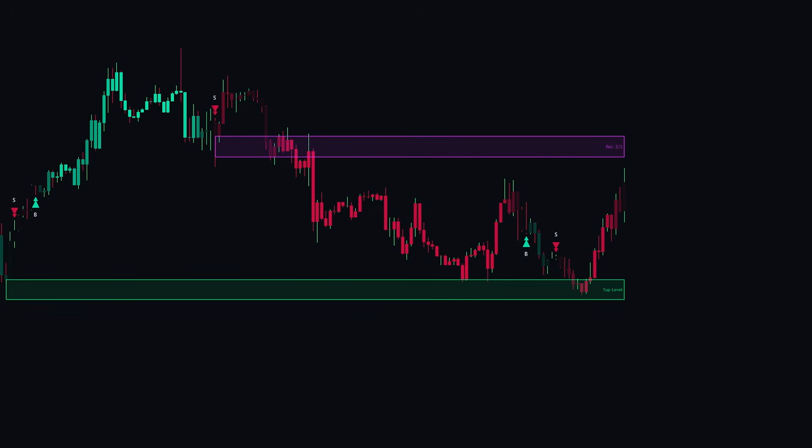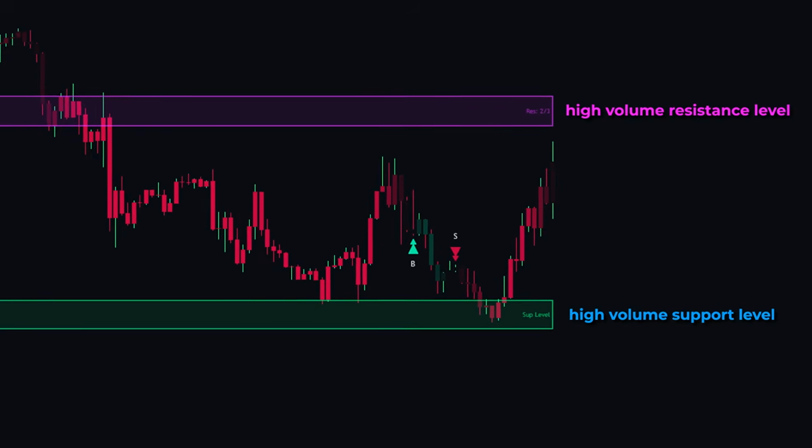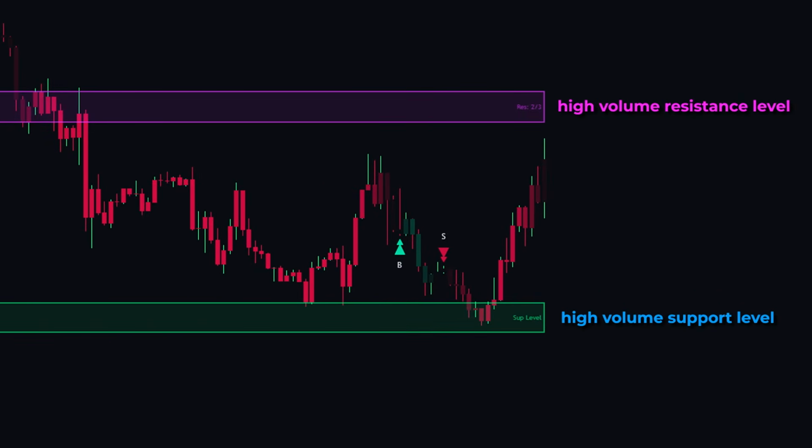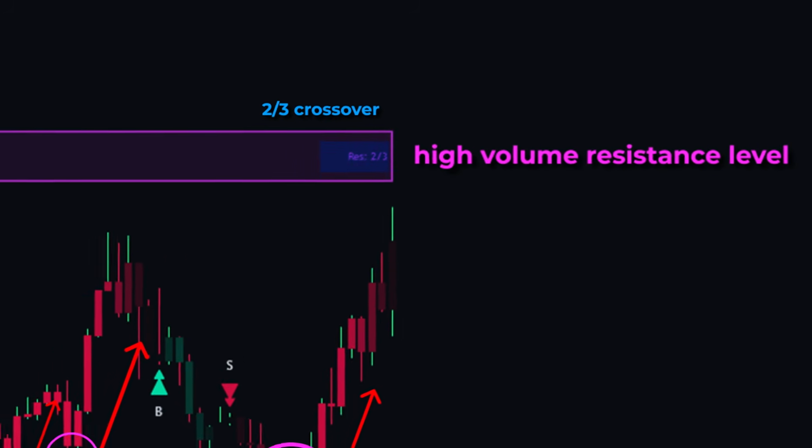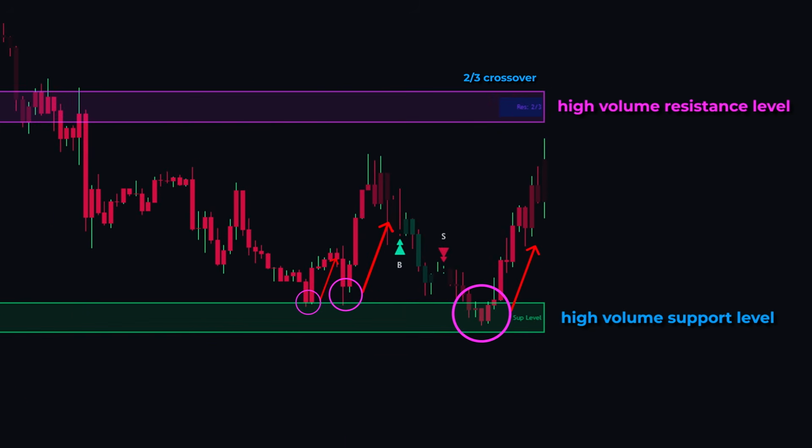The last feature I want to talk about is probably the coolest: volumetric key levels. This tool automatically identifies high volume support resistance levels. These types of key levels have a much higher probability of causing price bounces compared to normal support resistance levels. As you can see in this example, the price hits this high volume support level and bounces off it multiple times. On top of that, the indicator also displays how many times a level has been crossed by the price.